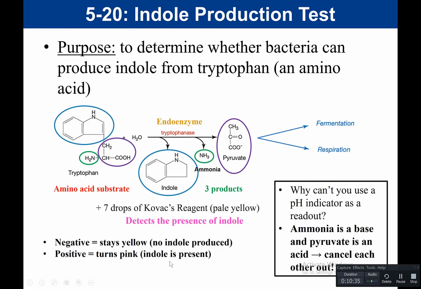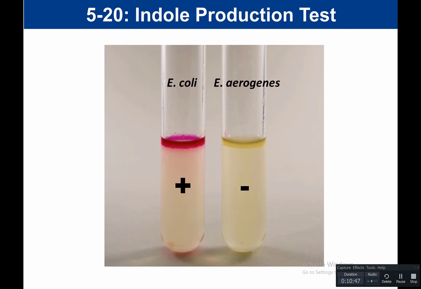So the Covax reacted with the indole, and it turned that pink red, which is our positive. So this is basically your, again, biochemical sheet. You don't need to memorize which organism did which. So you don't need to memorize that E. coli was the positive and Enterobacter is the negative.